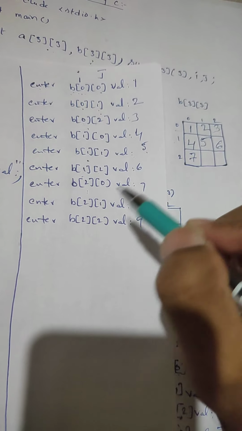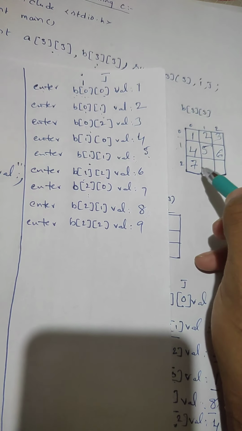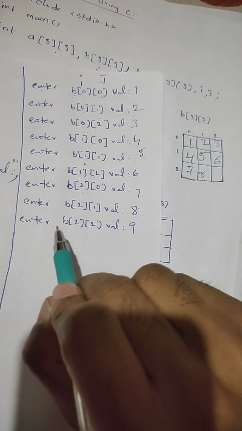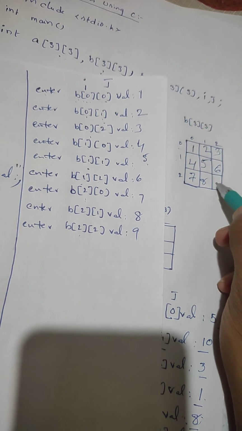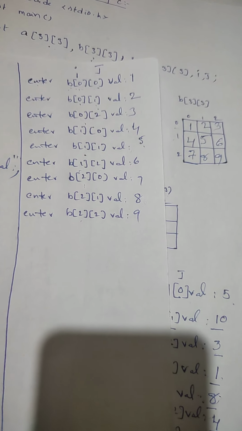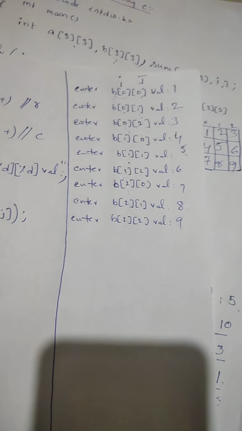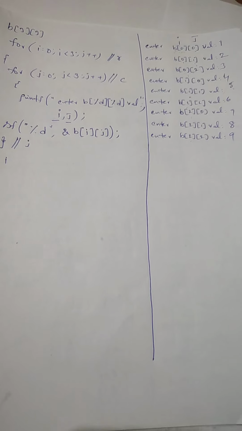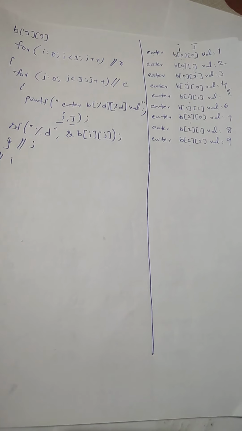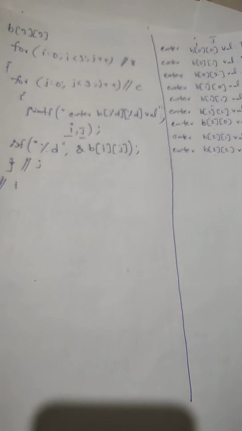Next, the 8th value is stored in the second row, first column, and the last value is stored in B of the second row, second column. So this is the way to initialize the two-dimensional array values. After completion of this entire process, next, by using these two input values, we are adding the two matrices' values.